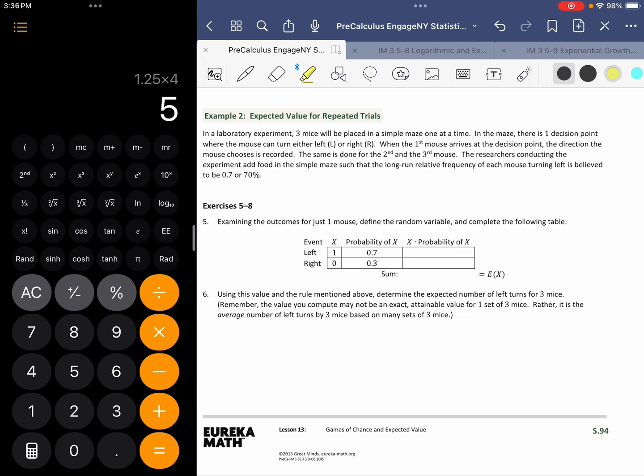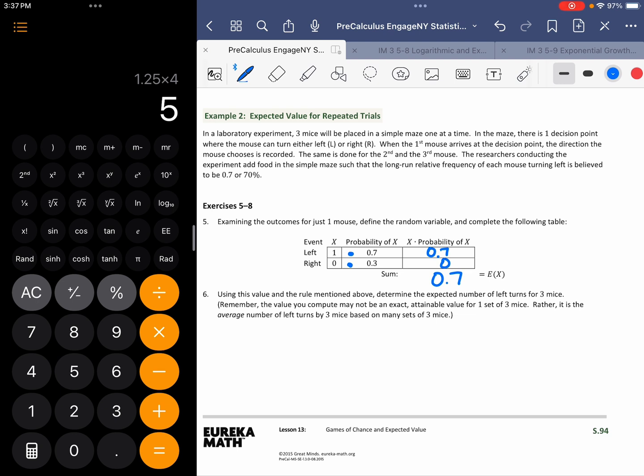So if we were just looking at one mouse, we're defining the random variable, which is x, right, which is how many left turns we're expecting to see. And we're going to complete our table using multiplication. Now, this multiplication is pretty simple because all I'm doing is multiplying 1 times 0.7 and 0 times 0.3. So x times the probability of x, 1 times 0.7 is 0.7. And 0 times 0.3 is 0. So the sum is just 0.7. We would expect to see 0.7 left turns.